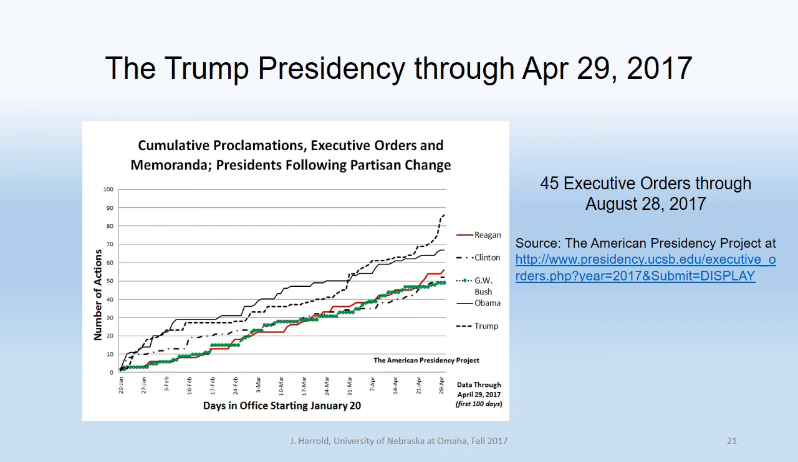This chart shows really where the Trump presidency is at with executive orders right now. This chart is through the end of April of 2017, but President Trump has signed 45 executive orders through August 28th. So there's really more than that by now. But he is on pace to have more executive orders per year than any of his immediate predecessors. And what does all that mean for the power of the presidency?